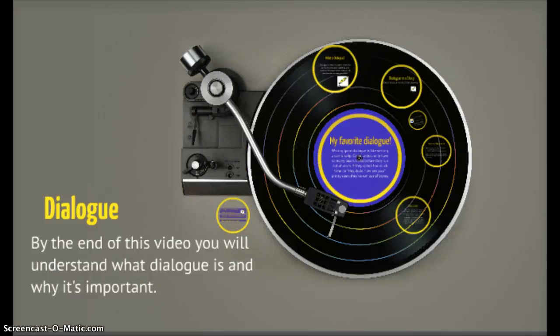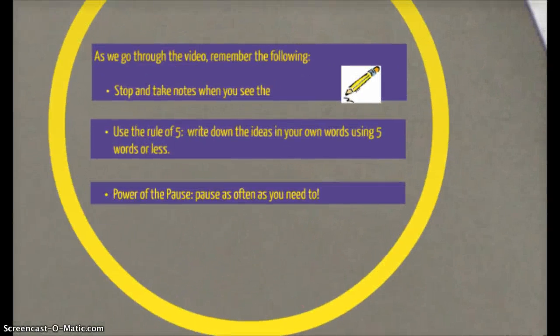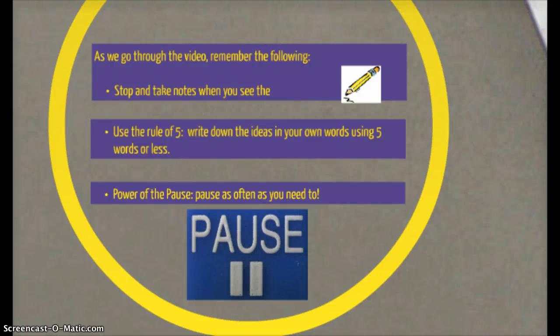Okay, so this video titled Dialogue, the purpose is to help you understand what dialogue is and why it's important in a story. So let's just review. Remember to pause every time you see the pencil, because that's letting you know that you'll need to write something down. Use the rule of 5, get things done in your own words, and always pause as often as you need to, especially when you see that pause button.